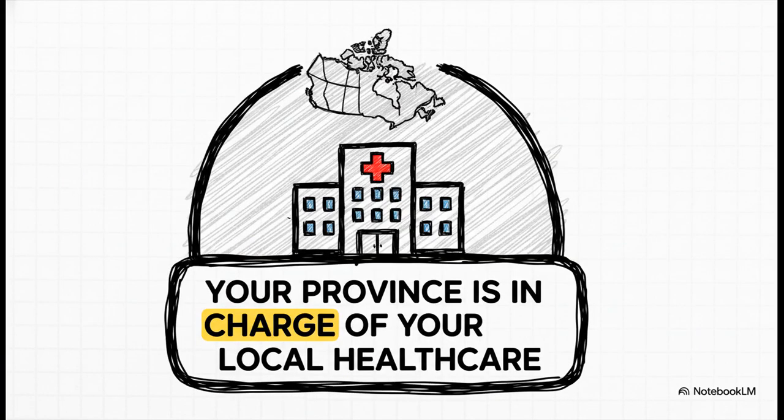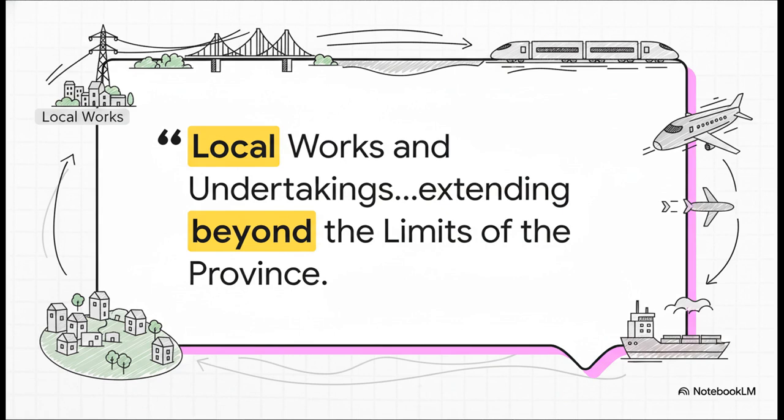When you go to a local hospital or a clinic, its funding, its management, how it operates, that is all a provincial responsibility. This one little clause from way back in 1867 is the entire constitutional foundation for all of Canada's provincially run healthcare systems. Wild, isn't it? Okay, this next one is all about infrastructure and getting around.